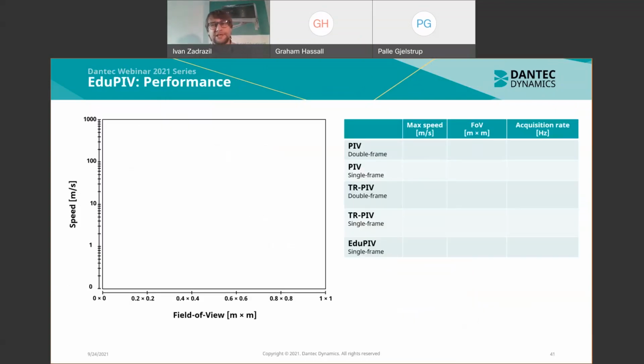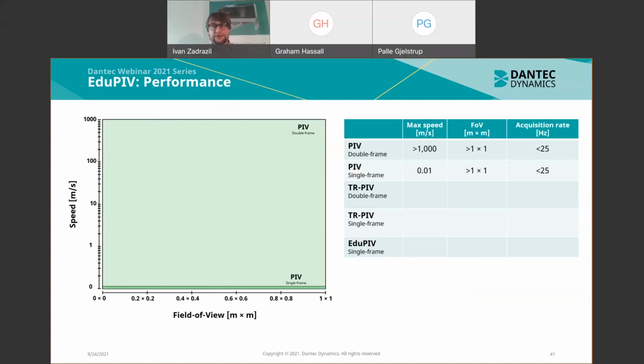Right. So what is the performance of Edu PIV when compared to standard PIV systems? On this plot, on the left-hand side, you can see speed against flow field. Standard PIV, so research-grade PIV equipped with a laser operated in double frame mode, can measure speeds exceeding 1,000 meters per second. The fields of view can be larger than meter times meter, and the acquisition rate is typically smaller than 25 Hertz, which means that you would get 25 velocity vector maps per second.